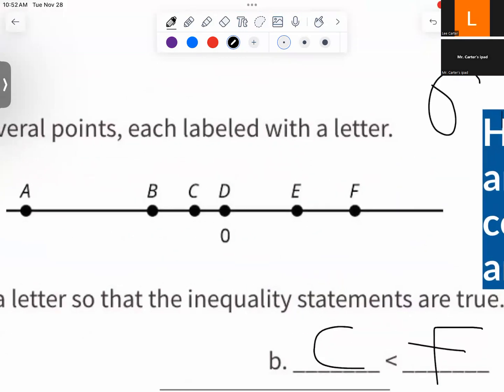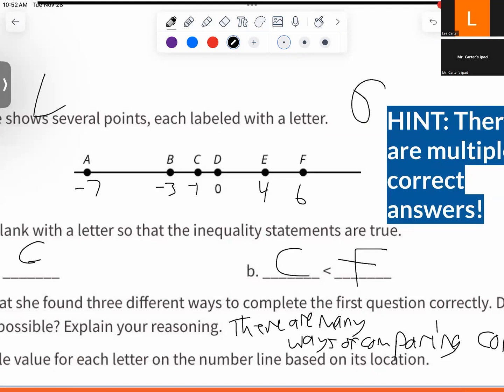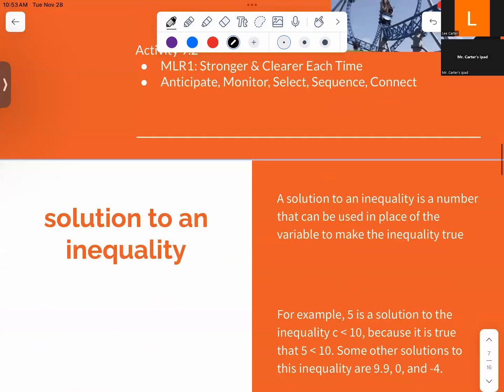All right, so I'm thinking if this is 0, I would say, well, that's -1. If that's about -1, that's about -3. E is a little further from 0 than B is, so I would probably go with something like 4 there. All right, then F might be 6, and then this one might be -7 or something like that. All right, it just depends on how you did your intervals there. Okay, next part.